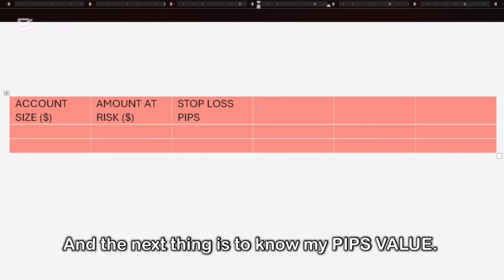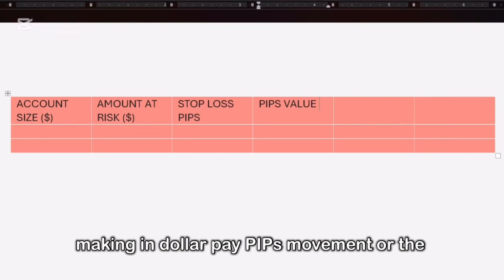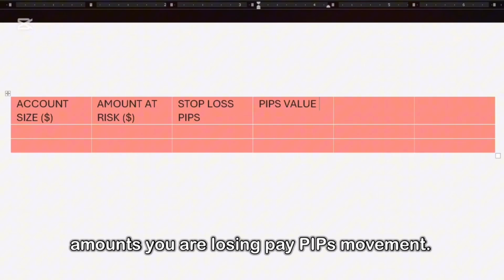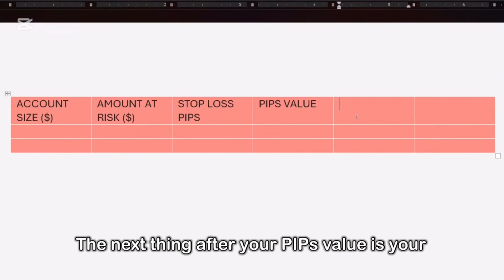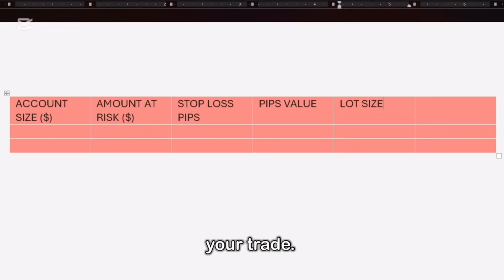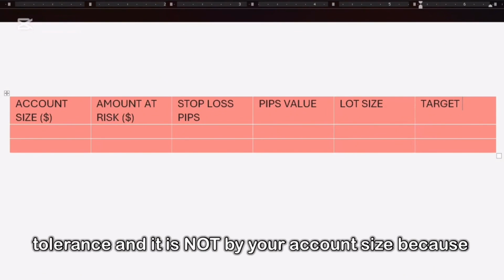Then the next thing is to know my pips value. The pips value has to do with the amount you are making in dollars per pips movement, or the amount you're losing per pips movement. Every lot size has its own pips value. The next thing after your pips value is your lot size, which has to do with the volume of your trade. Your lot size is determined by your risk tolerance, and it is not by your account size.